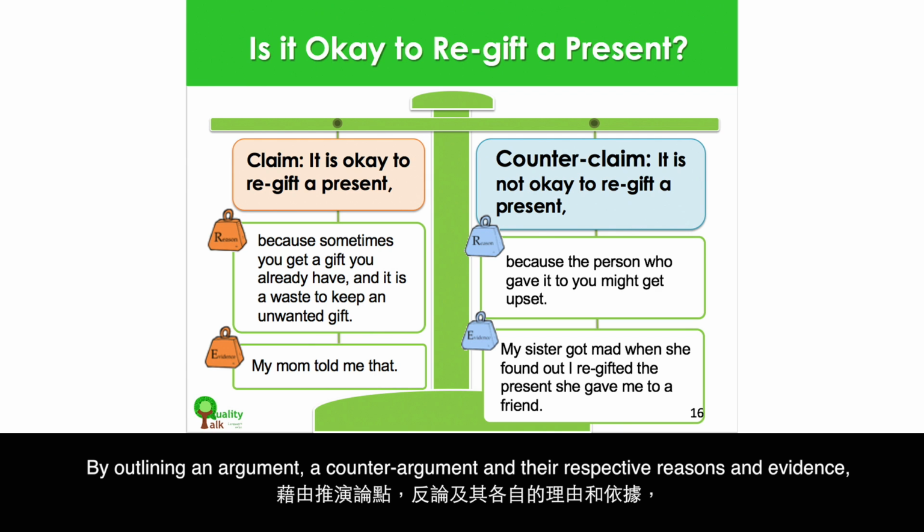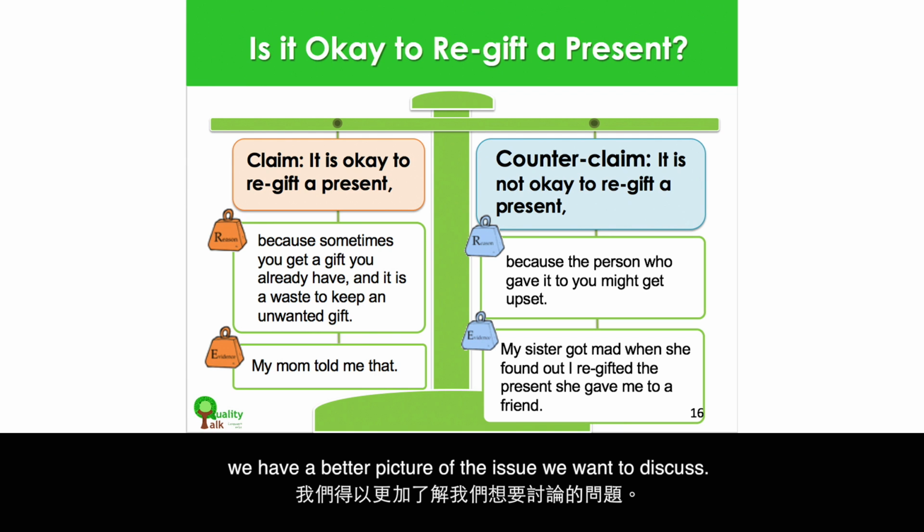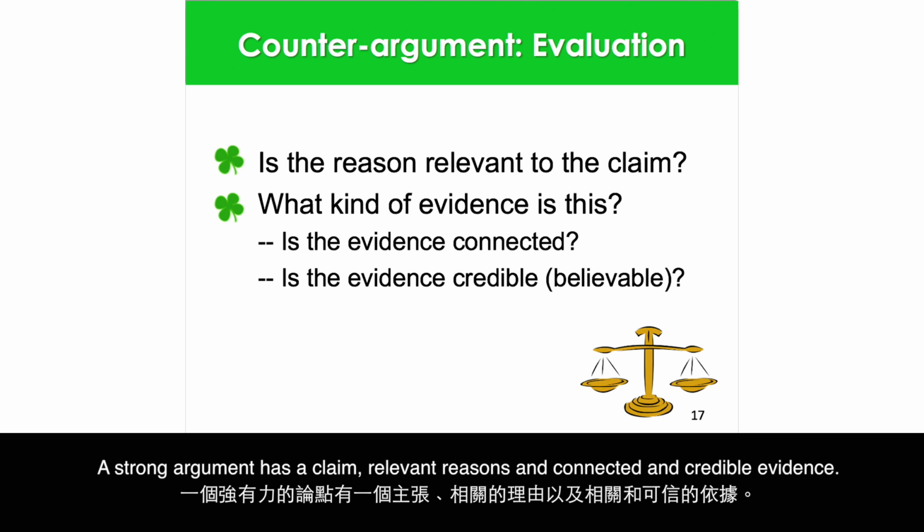By outlining an argument, a counter-argument, and their respective reasons and evidence, we have a better picture of the issue we want to discuss. A strong argument has a claim, relevant reasons, and connected and credible evidence.